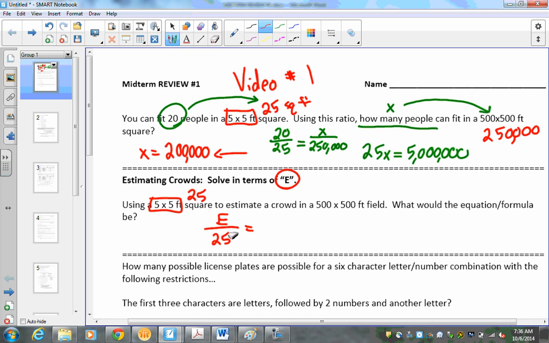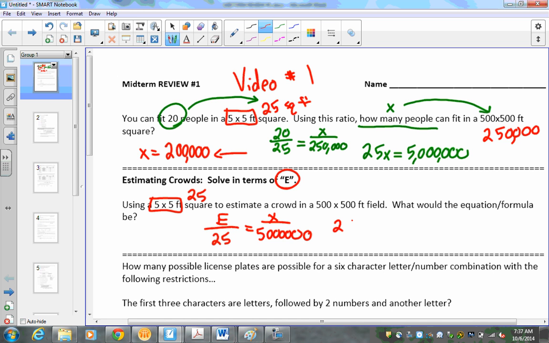So for example, I could put 20 people in a 25 foot square, but someone else could maybe only put 16, so their estimate's going to be a little off. So rather than dealing with all the different types of differences, we just say, hey, E. So that's going to be E over 25 is equal to x over 250,000. We cross multiply. Let's see, that's not 5 million.